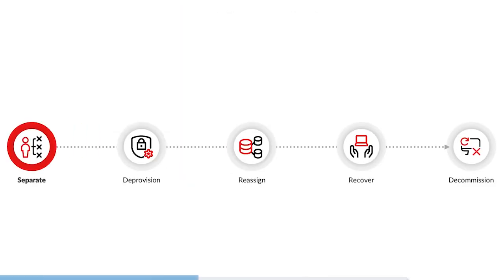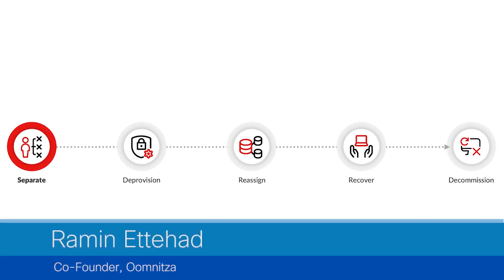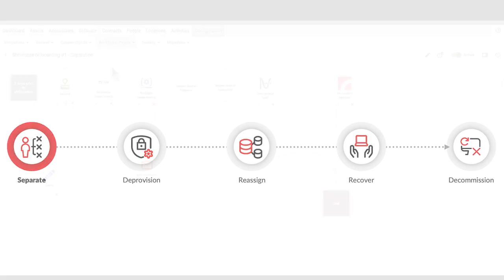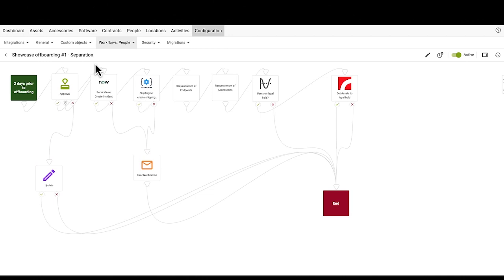The first step in the secure offboarding framework will always be the workflow of separation. The separation workflow will trigger 2 days prior to the offboarding or separation date of the employee. This is of course configurable, and can be configured with much more lead time than just 2 days. From that point, we would create a manager approval to kickstart the events.